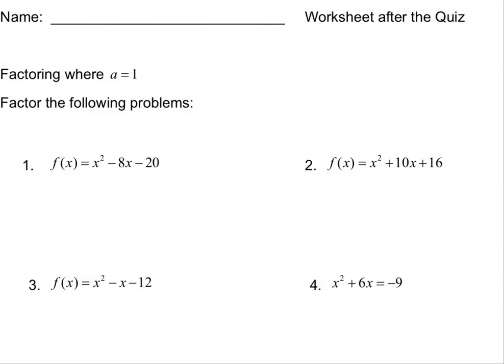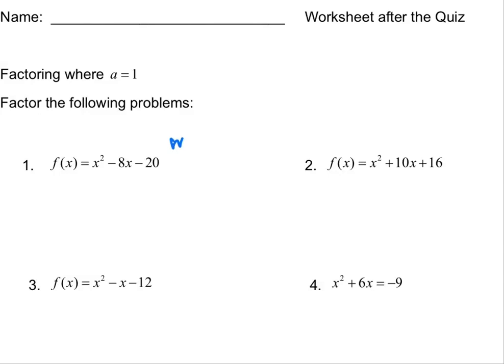Okay, in this video, we're going to go over some factoring problems. Now here is factoring where a is 1. Okay, a is the coefficient of the squared term. Okay, that's also known as easy factoring. So in order to do easy factoring, you're going to say the following to yourself.